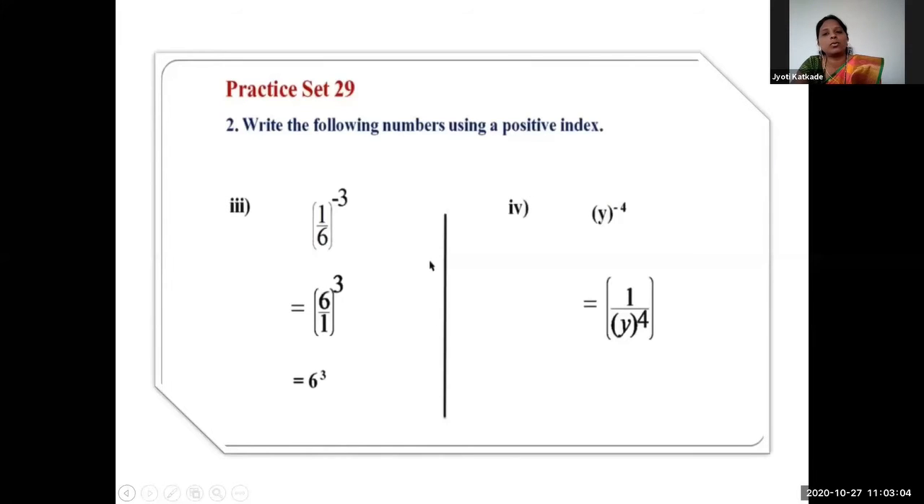1/y bracket raised to 4 you can also write, but I think one rule we have seen, that is a raised to -m. Okay, when a raised to -m is given, then we take the positive index, then we write a raised to -m is equal to 1/a raised to m, and we have also proved that. a raised to -m is equal to 1/a raised to m. See yesterday's video, you can understand it. Okay, your doubt is clear beta?